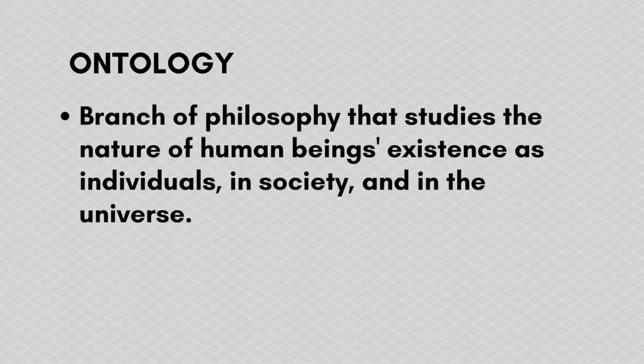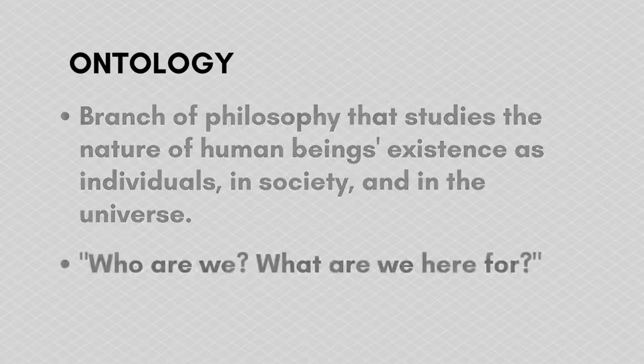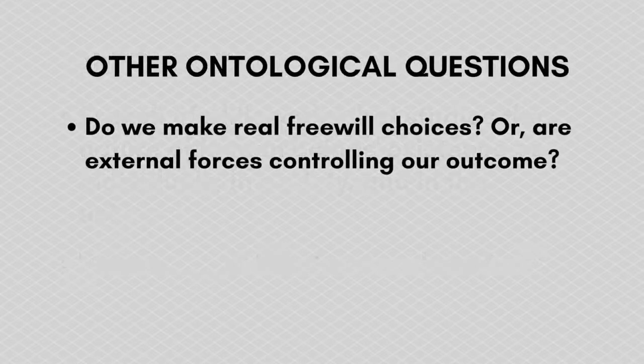Next, let's explore ontology. Again, we'll go from general to specific. This is the branch of philosophy that studies the nature of human beings. What is the nature of our existence as individuals in society, in the universe? Who are we? What are we here for? These are ontological questions. For example, do we make real free will choices? Do we make choices that influence the outcomes? Or are there forces that are determining our outcomes that are beyond our control?